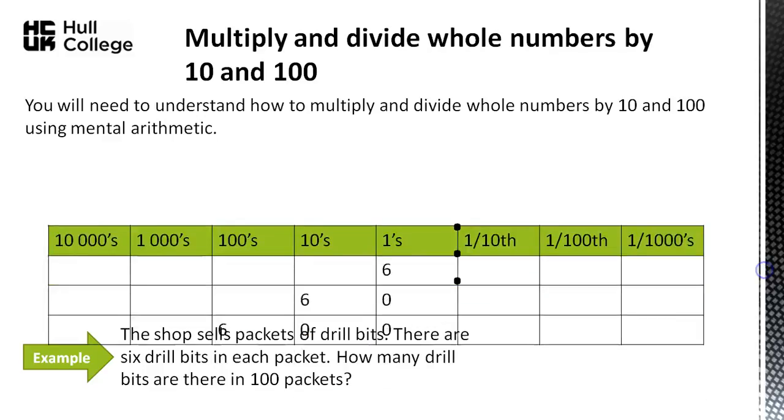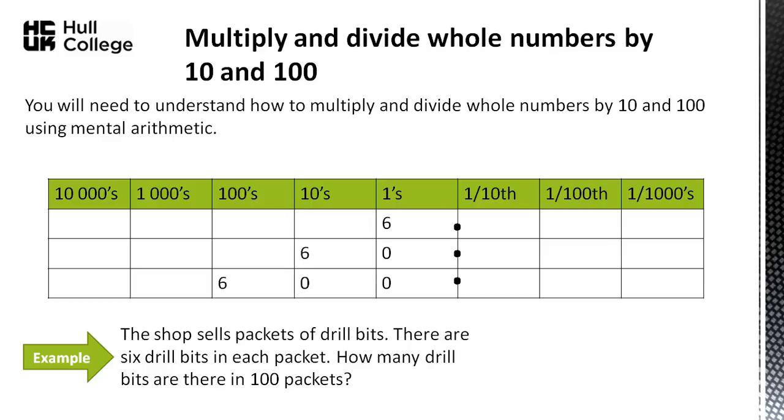6 times 100. Multiplying by 100 is very similar to multiplying by 10, except this time we move the number 2 places to the left instead of 1. The answer is 6 times 100, which equals 600.